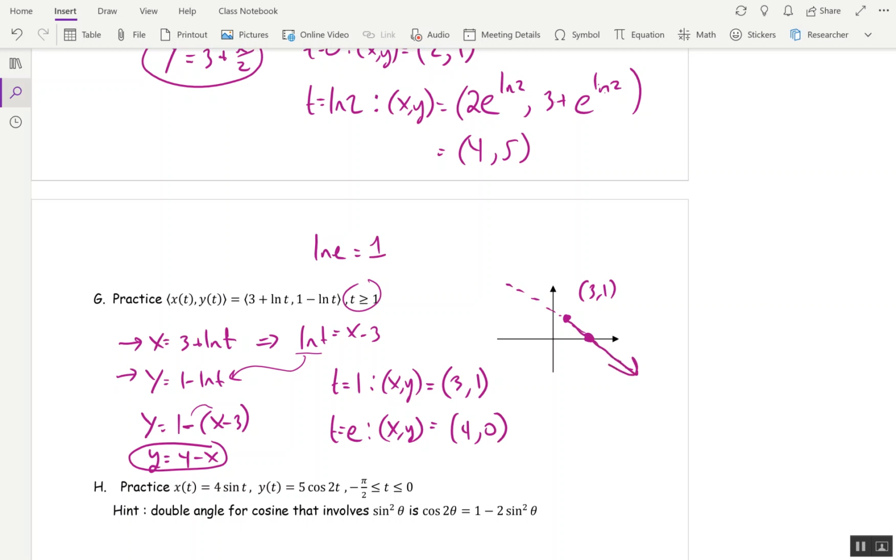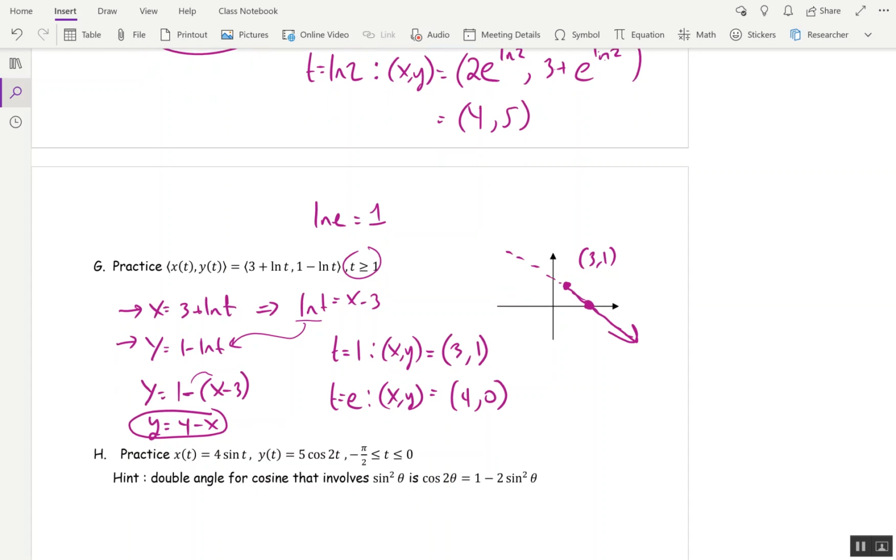Okay, here's a practice problem for you. You can do it, just be careful. You can't use cosine squared plus sine squared is 1 because this argument is t and this one's 2t. So my hint is use the double angle formula. All right, and try and do it without looking at the solution.